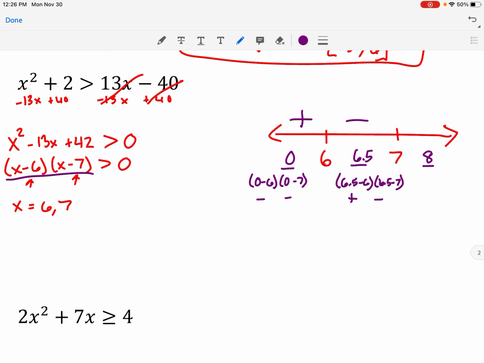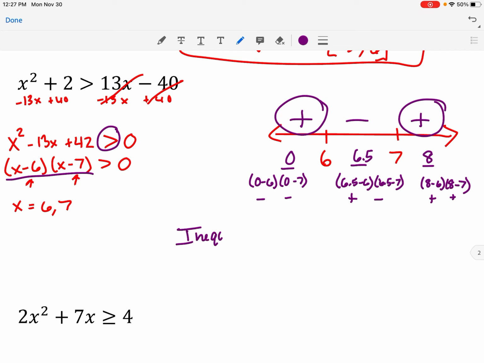And just so you know, they don't always end up this way, with positives on the outside, but let's check just to be sure. So 8 minus 6, 8 minus 7, so that's a positive, that's a positive, so this will be positive. Okay, this time we're looking for where it is greater, so we're looking on the outside, ready to write our answers down. This time there's no equal to, so for our inequality, we have to write the two separate inequalities. So we have all x values that are less than 6, or x values that are greater than 7.